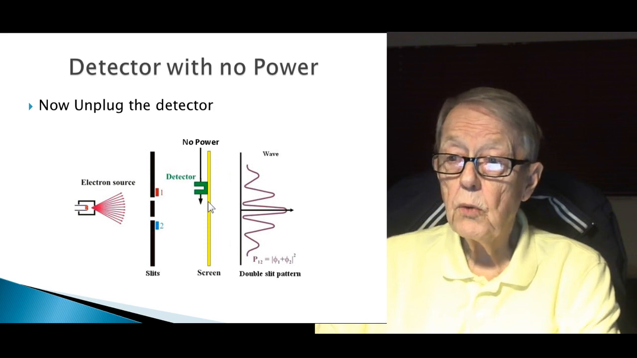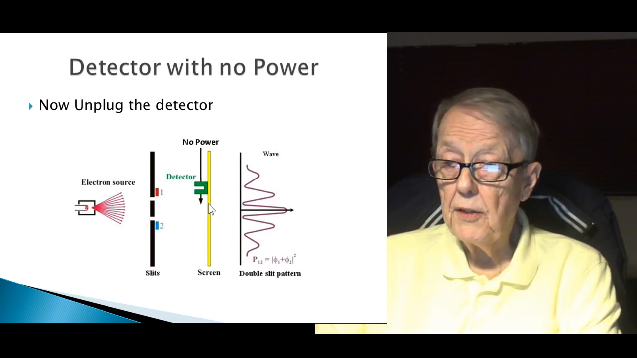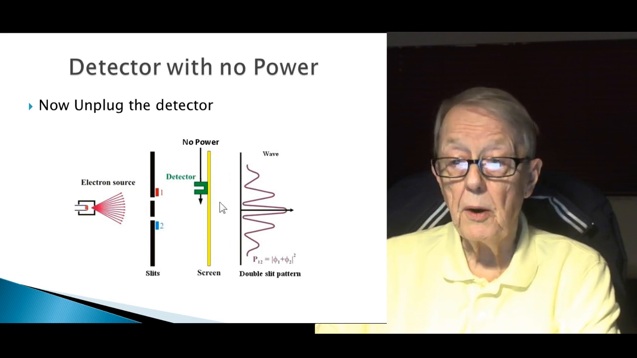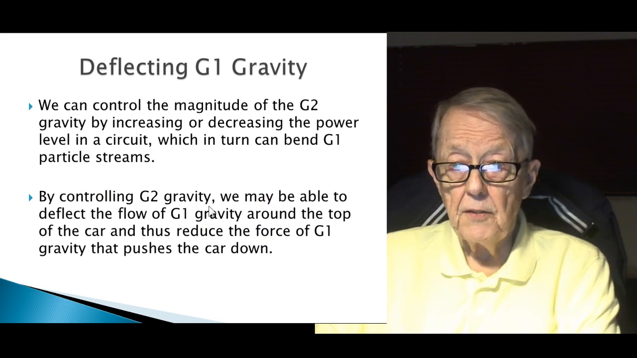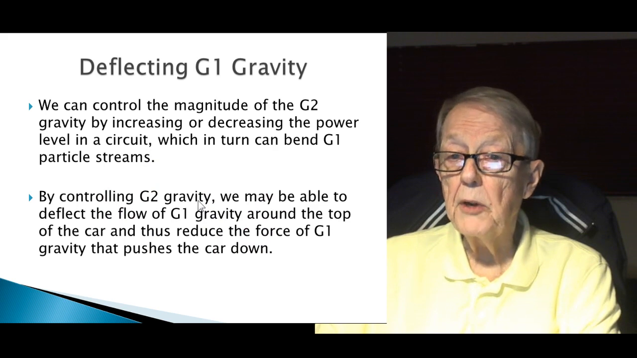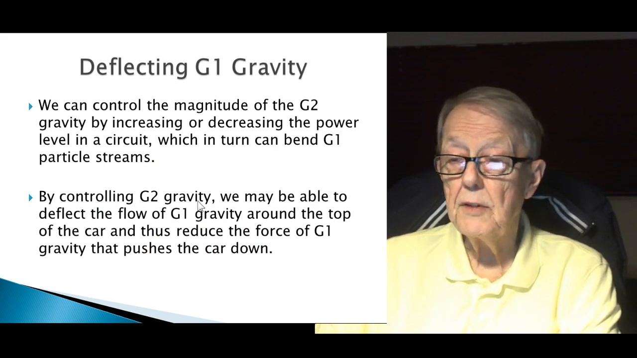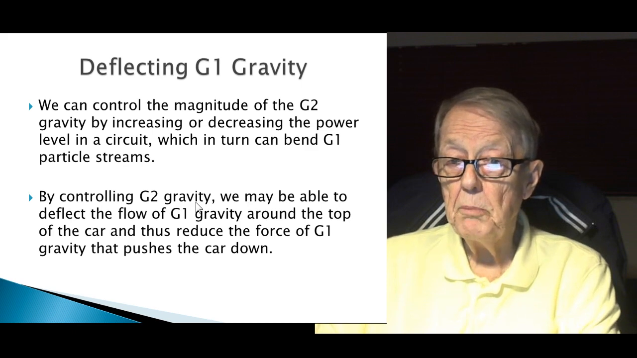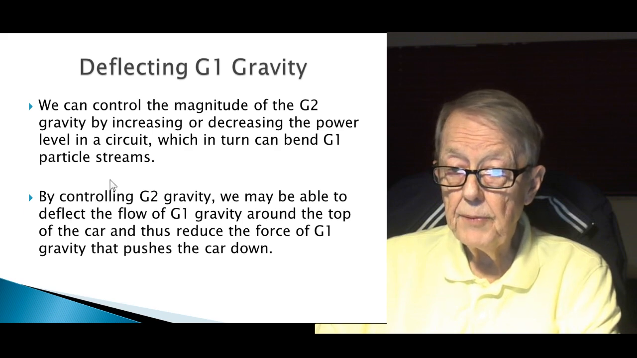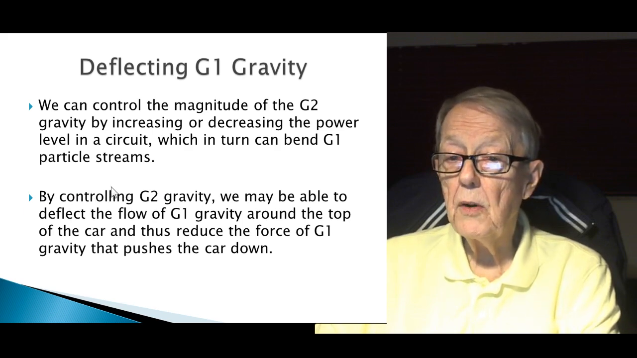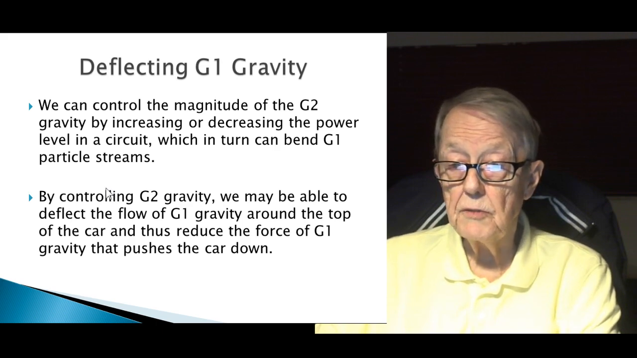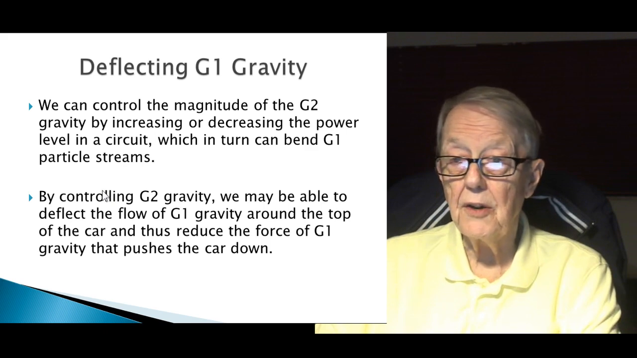So we can control the strength of the G2 force field, and the G2 force field controls the flow of G1 particles, deflecting G1 gravity. So we can control the magnitude of the G2 gravity by increasing or decreasing the power level in a circuit, which in turn can bend G1 particle streams. By controlling G2 gravity, we may be able to deflect the flow of G1 gravity around the top of the car and thus reduce the force of G1 gravity that pushes the car down.